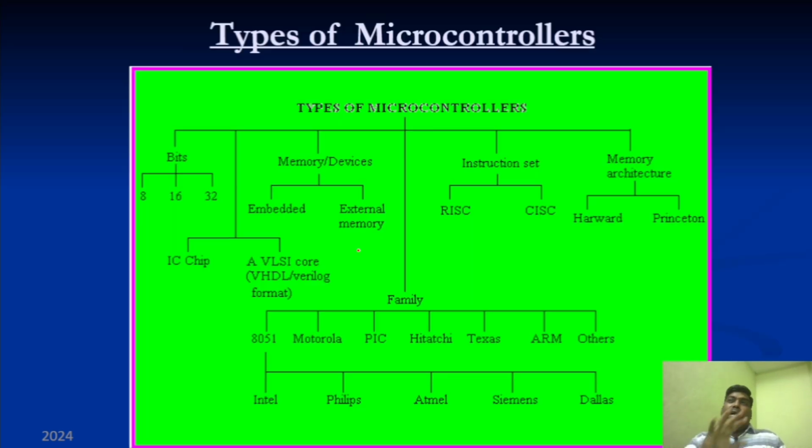Coming to microcontrollers, these are the types of microcontrollers where I spoke about 8, 16, and 32-bit. The 8-bit consumes less power, the 16-bit consumes more power compared to the 8-bit, and the 32-bit is more powerful. It is used in high-end applications, right? And when it comes to memory or devices, we can have embedded memory or external memory. It can be a RISC microcontroller or a CISC microcontroller. We can use Harvard or Princeton architecture as well. And it can be in IC chip or VHDL format. And these are the different companies, the families that provide microcontrollers, right?